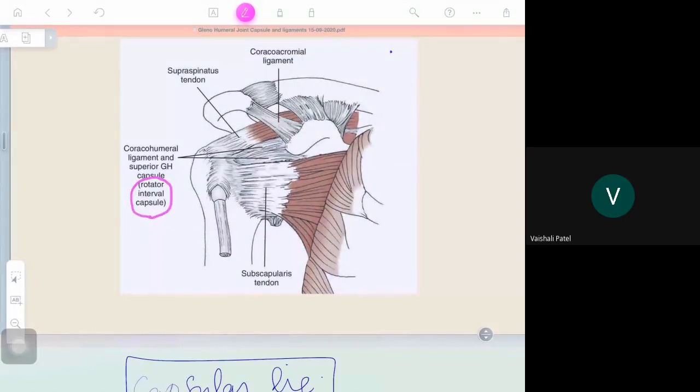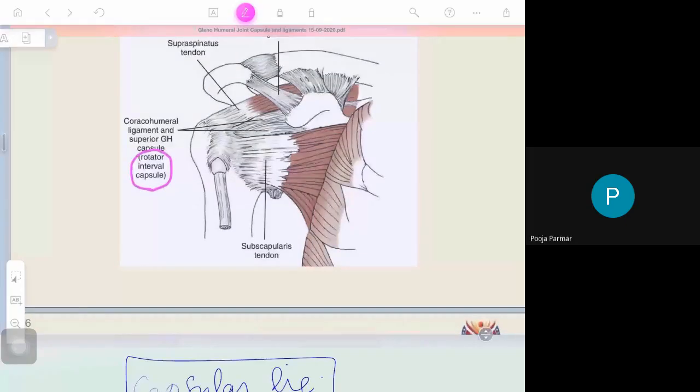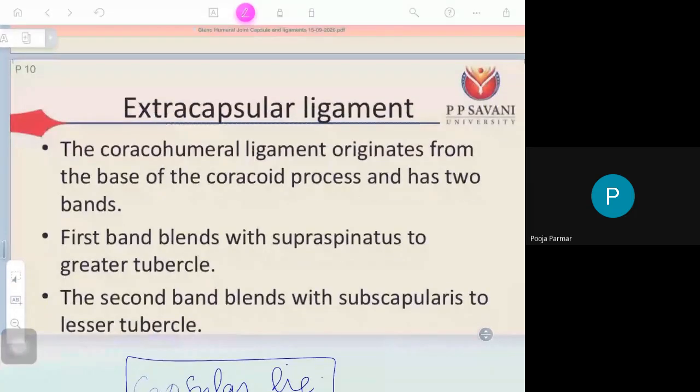It lies in the rotator cuff or rotator interval. These three structures together are called the rotator interval capsule. Clear? What are the three structures? Superior capsule, coracohumeral ligament, superior glenohumeral ligament. Clear? These three structures are called the rotator interval capsule. Okay. This diagram you can go through.